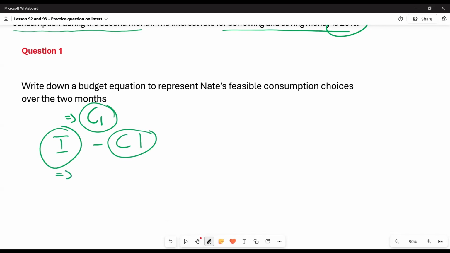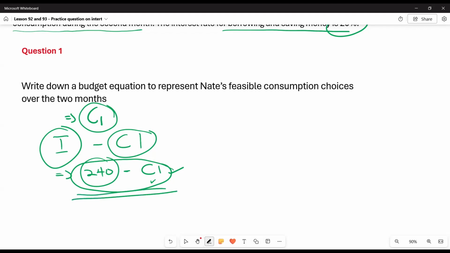So we know that the income is 240 in each month, but we do not know what the consumption in the first month is. So this is going to be Nate's savings in the first month. Now, what we must note here is if this is negative, then it means that Nate's consumption in the first month is bigger than this 240. Now, that will be borrowing, which means that Nate borrowed in the first month. But if this amount is positive, then the income in the first month is bigger than the consumption, and this means Nate saved in the first month.